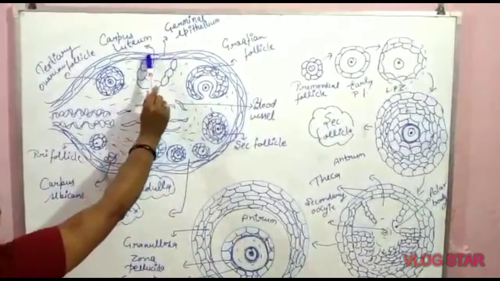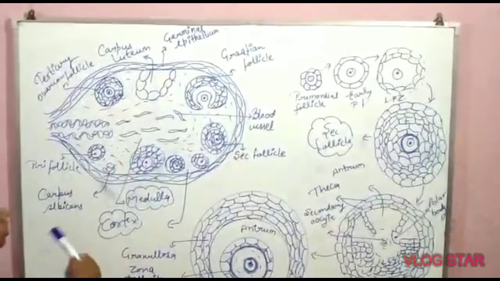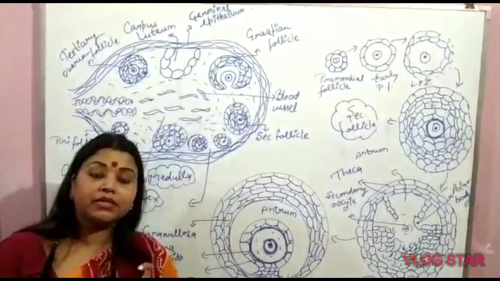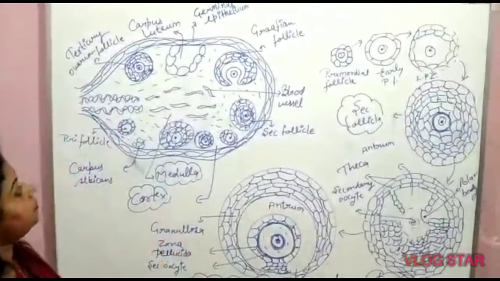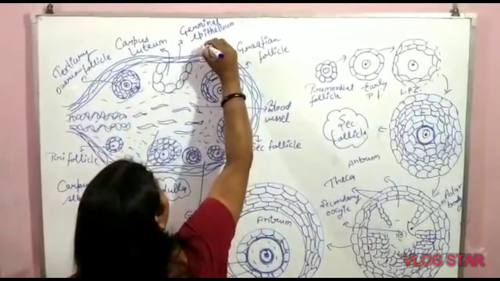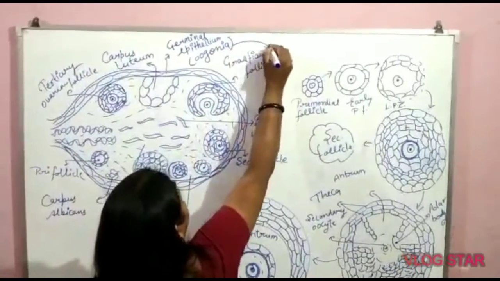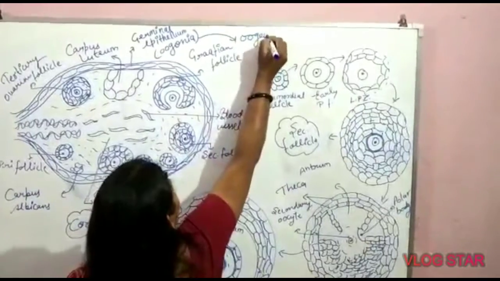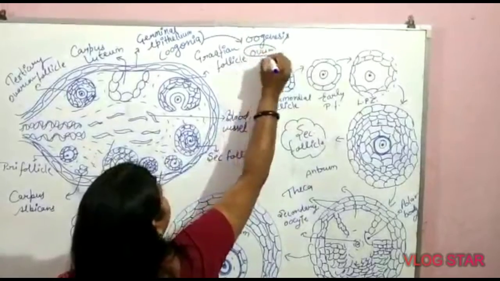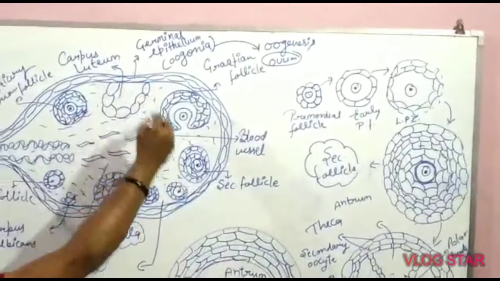First of all, the layer called the germinal epithelium matures and converts into oogonia. Oogonia is plural while oogonium is singular. Oogonia divide. These germinal epithelial cells convert into oogonia, and oogonia undergo oogenesis, and after oogenesis the ovum forms. This is called oogenesis. So how do these oogonia convert into ova?